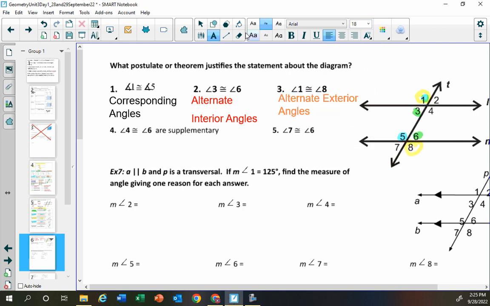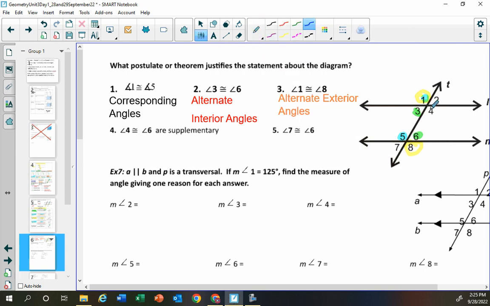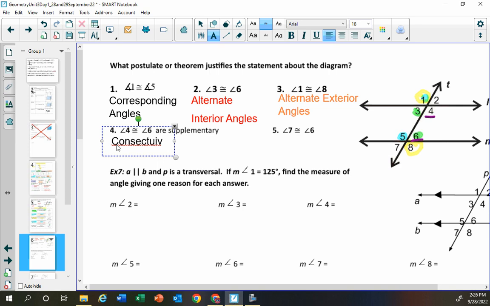Now, look at where angles 4 and 6 are located. Consecutive interior. Why consecutive interior? They're all on the same side. So there's number 4, number 6. Consecutive interior, very good. Consecutive interior angles. Yep, good.